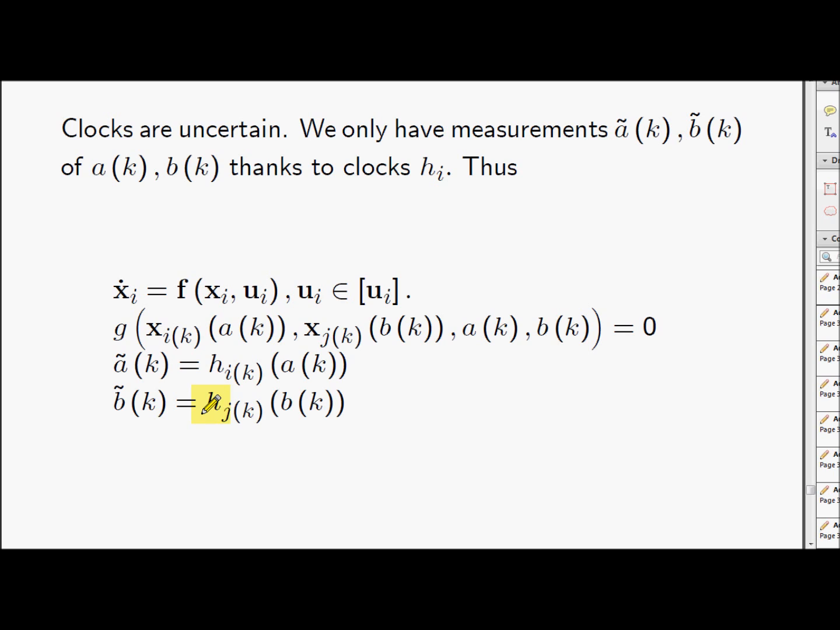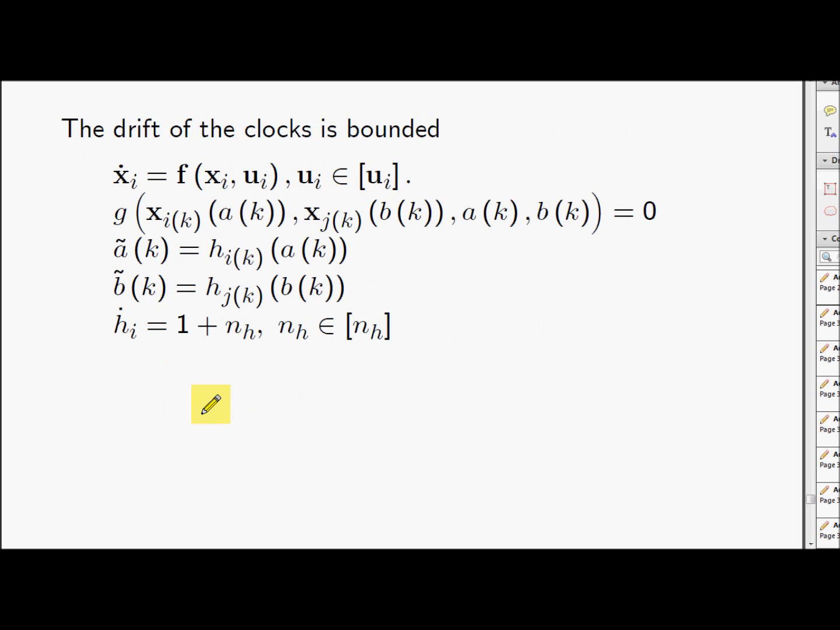Now another problem is that the drift of the clocks is bounded, but it is not exactly known. So I have a state equation for each of my robots. The input is known to belong inside an interval, Ui. I have my measurement equation, my time-space equation, which corresponds to a ping or to a measurement.